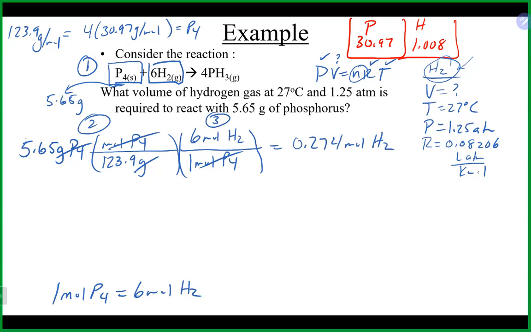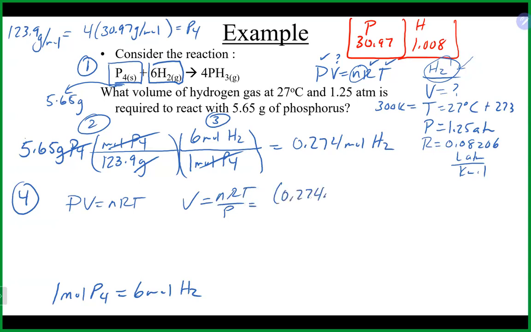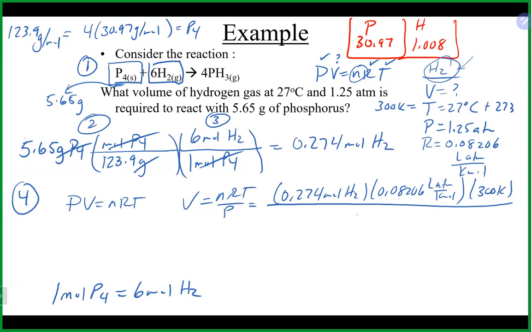The difference really is in that fourth step. Instead of using the molar mass like we have traditionally done, we're now going to go into the gas law and basically solve it. In terms of units, it is just our temperature that we do need to convert, and that's going to give us 300 Kelvin. So going into our PV equals nRT and solving for our volume, putting in our numbers, 0.274 moles of H2, our gas constant that we always have, our temperature 300 Kelvin, all divided by our pressure here, 1.25 atmospheres.